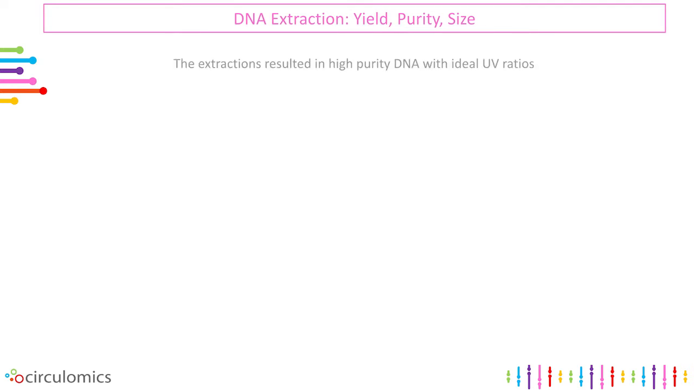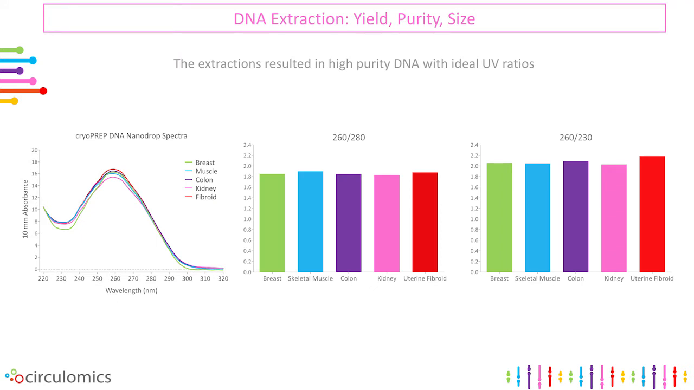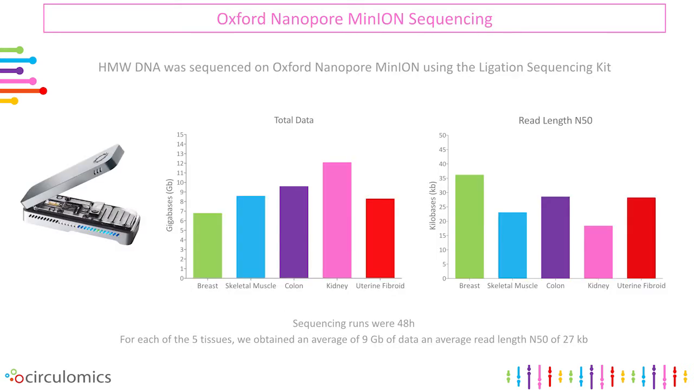Next, we assessed the purities of the DNA and found that they all had ideal UV absorbance ratios, with 260/280 measurements between 1.8 and 2.0, and 260/230 measurements between 2.0 and 2.2. We analyzed the size of the DNA using pulsed field gel electrophoresis and saw DNA from all 5 tissues surpassed 300 kb. We prepared libraries using Oxford Nanopore's ligation sequencing kit and then did 48-hour sequencing runs on Oxford Nanopore MinION. For the 5 tissues, we got an average of 9 gigs of data and an average read length N50 of 27 kb.